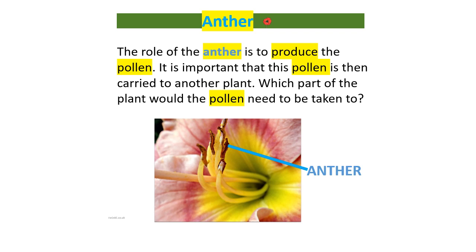So here's the anther. The role of the anther is to produce the pollen. There's something called pollen made by the anther. It is important that this pollen is then carried to another plant. Which part of the plant would the pollen need to be taken to? Maybe the insect can help take this pollen to another plant, because plants and flowers cannot move.